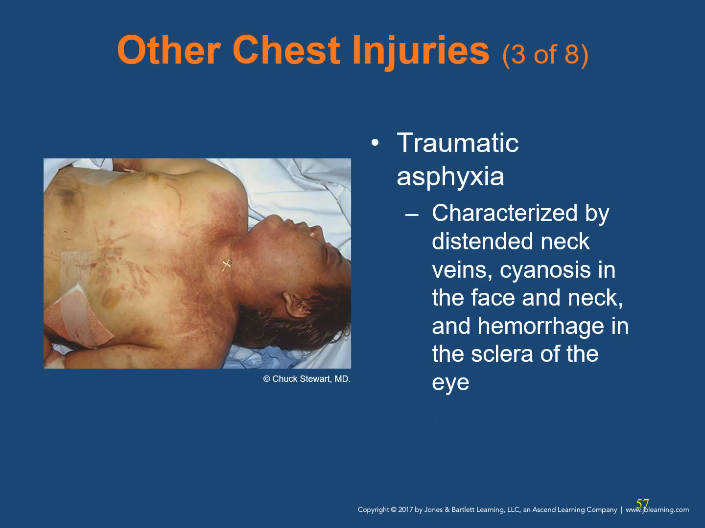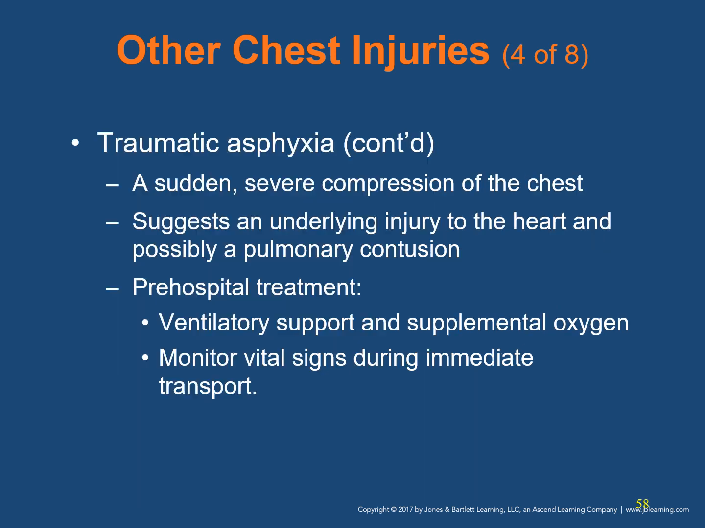Traumatic asphyxia is characterized by distended neck veins, cyanosis in the face and neck, and hemorrhage in the sclera of the eye. It involves sudden, severe compression of the chest, which produces a rapid increase in pressure within the chest. Example: an unrestrained driver who hits the steering wheel. It suggests an underlying injury to the heart and possibly a pulmonary contusion. Pre-hospital treatment: provide ventilatory support and supplemental oxygen. Monitor vital signs during immediate transport.